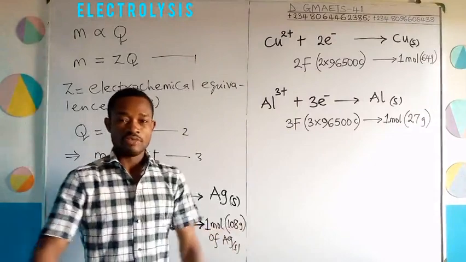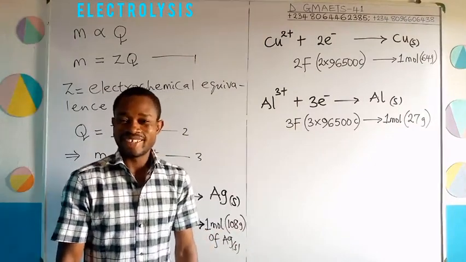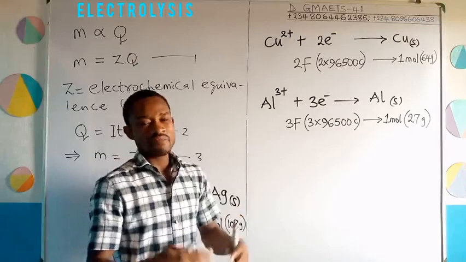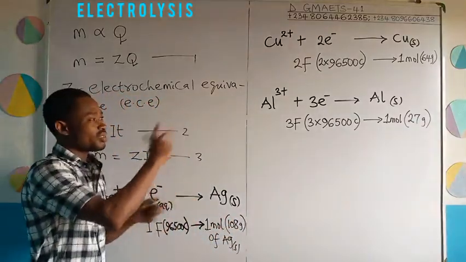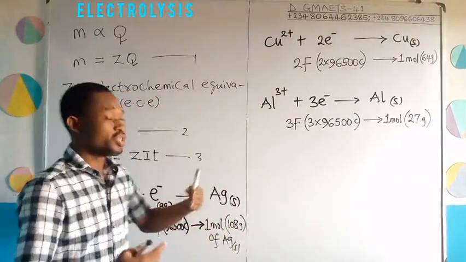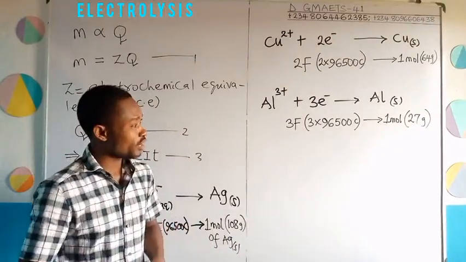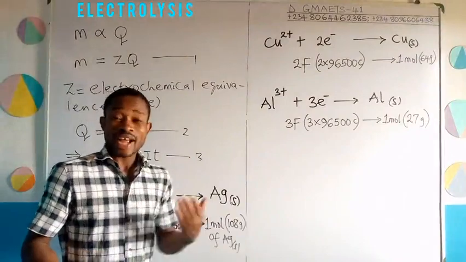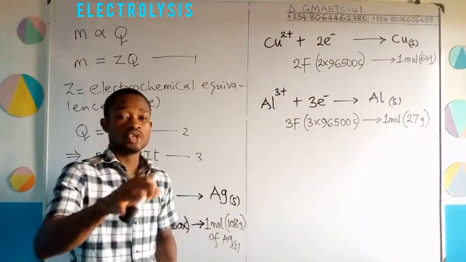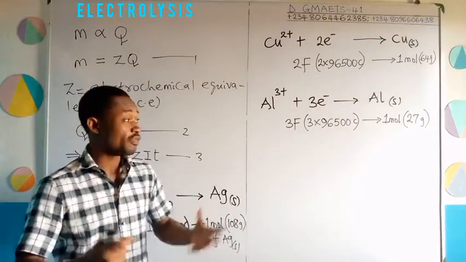The examiner might choose to give you any other trivalent metal instead of aluminium. But like I said, in most cases silver, copper 2 ion, and aluminium 3 ion are the ones questions are usually based on. That does not mean that you can't be tried on other metals. It's just for you to know the oxidation number or the valency of that metal.